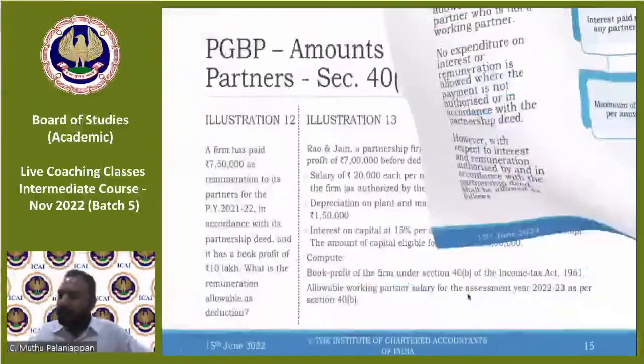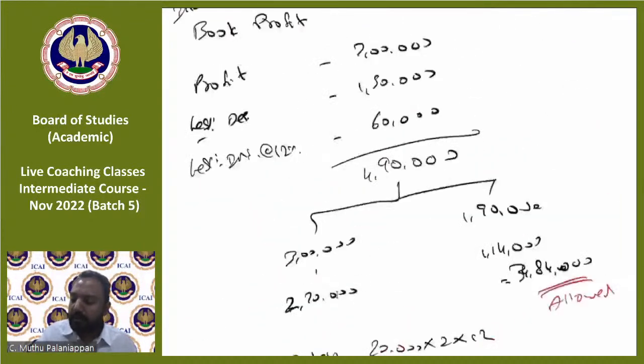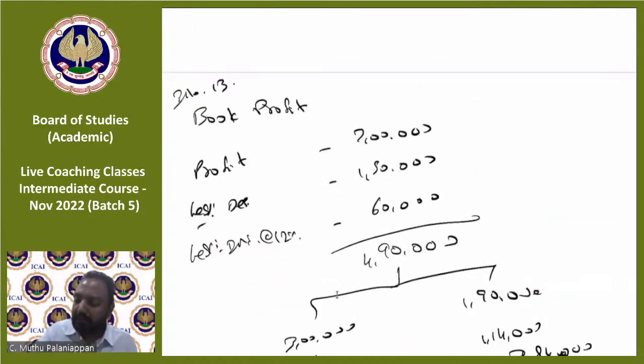Okay. In illustration 13, whatever we have discussed here, typically what you need to do is first compute the book profit. Why should you compute that? Only then will you know how much has to be allowed or not allowed. So the first calculation is about calculating book profit. That's what we did here. So the book profit calculation is this.